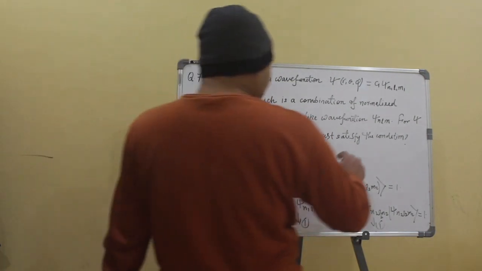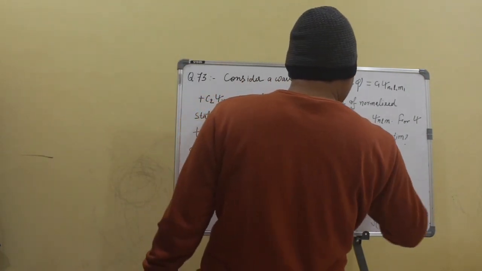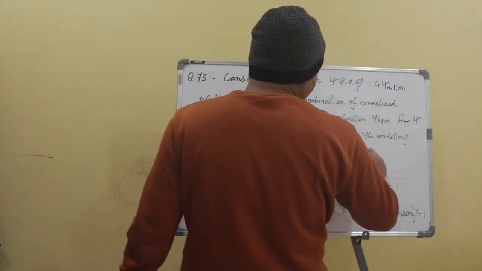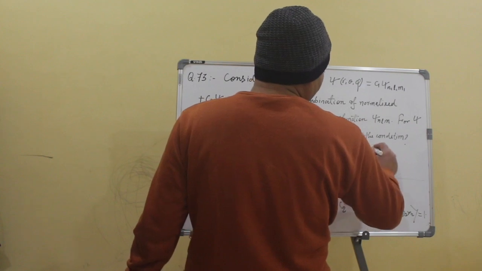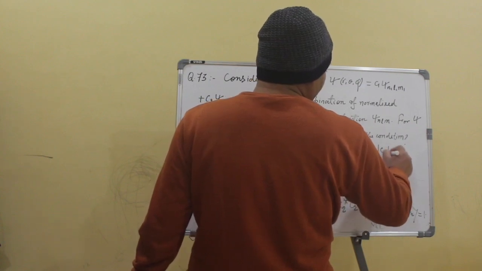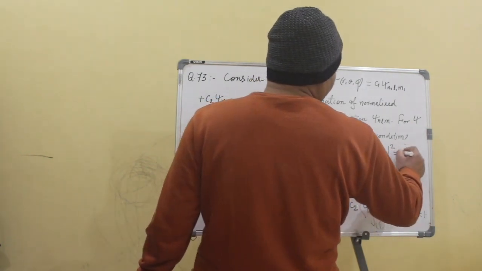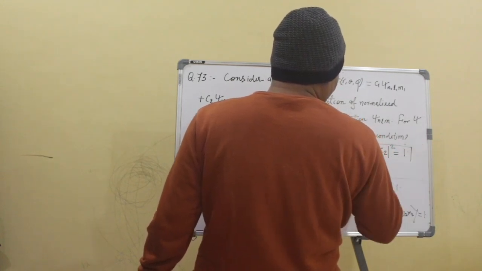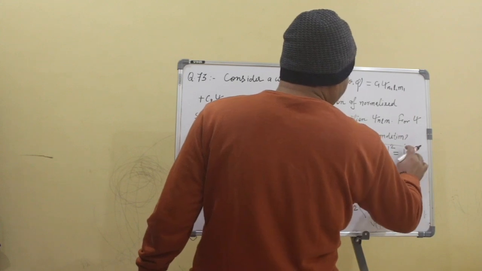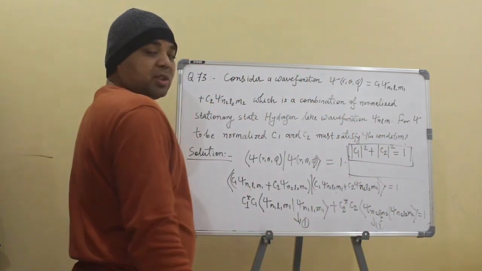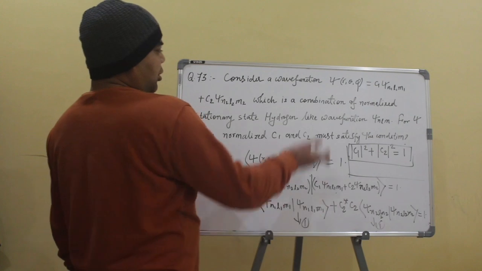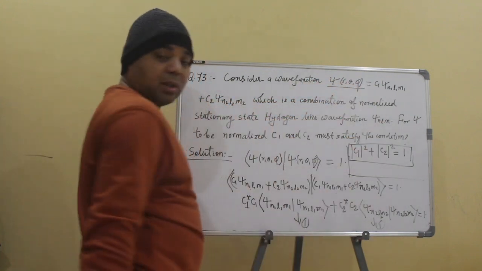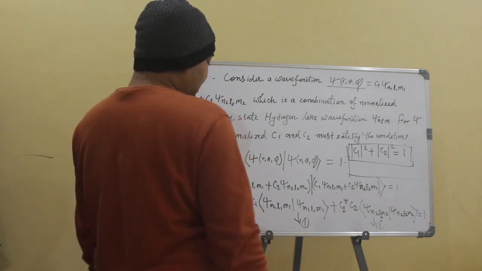So what you are left with is C1 star C1, which is mod C1 squared, plus C2 star C2, which is mod C2 squared, equals 1. So this is the condition which C1 and C2 must satisfy to get a normalized wave function psi(r, theta, phi).